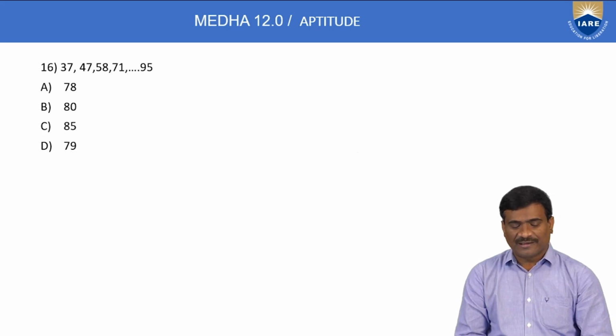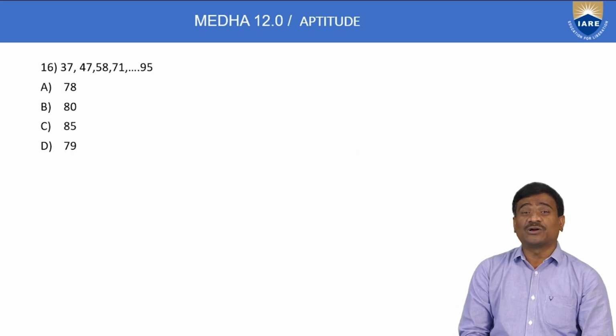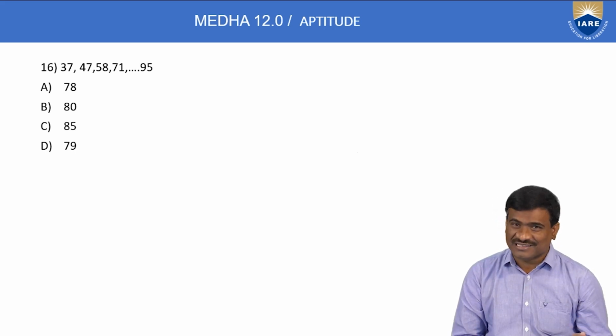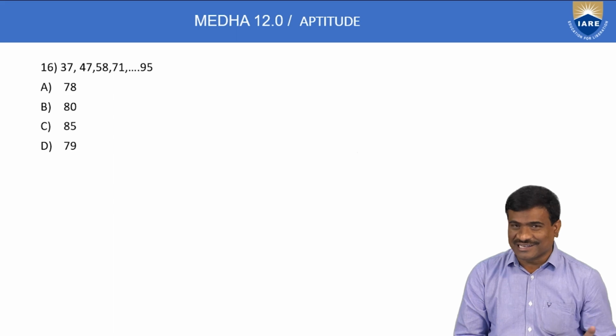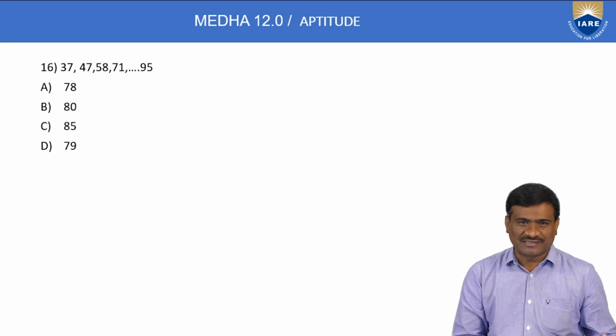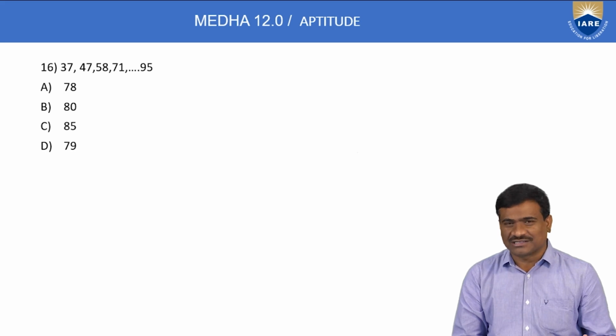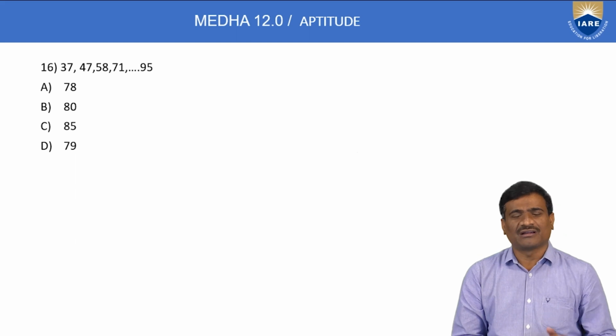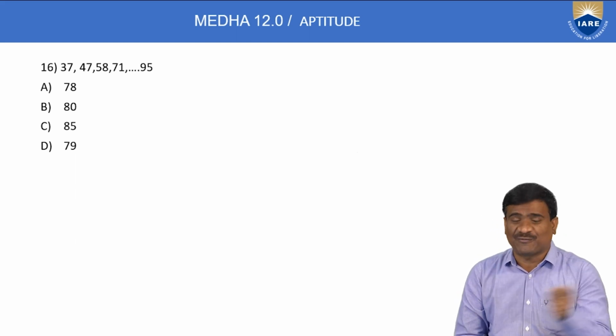86, 95, 19. That is not a series method. 10, 11, 13. It's not a series. 10, 11, 12, then only correct. Otherwise, 10, 12, 14, correct. Otherwise, odd number, even number, prime number series, composite number series, prime series. These are the only correct methods. But here 10, 11, 13 is not a perfect series.